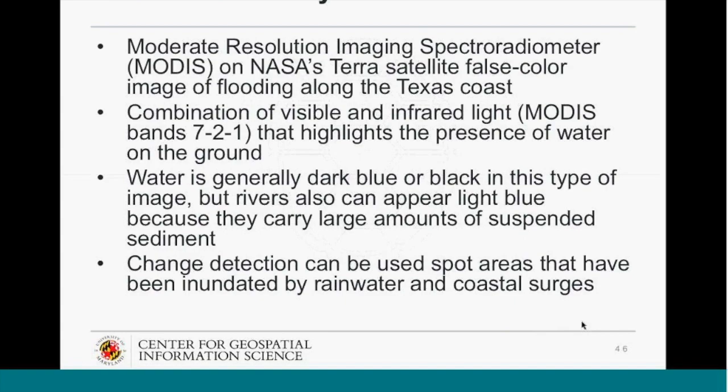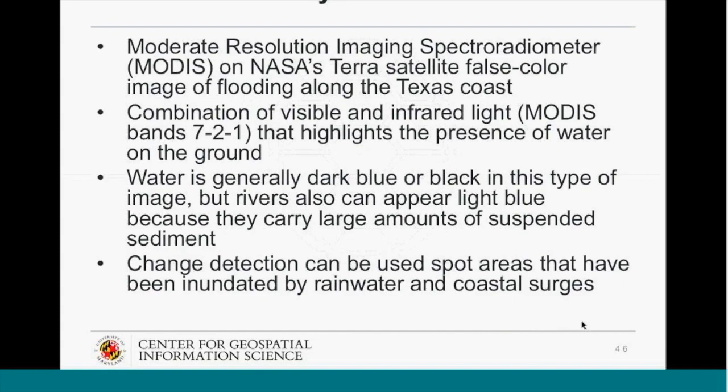So let's talk a little bit more just about Hurricane Harvey here. It was indeed the Moderate Resolution Imaging Spectroradiometer, MODIS, which is the sensor carried on NASA's Terra satellite and used to generate a false color image of flooding along the Texas coast. The way that they did this is a combination of visible and infrared light. These would be the MODIS bands 721.